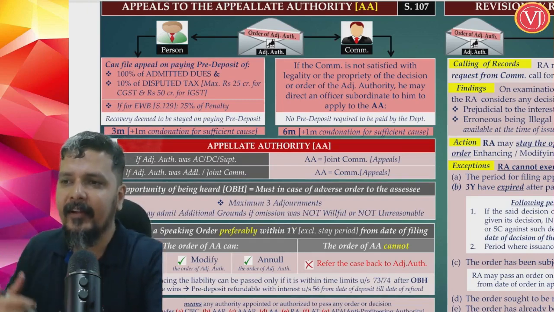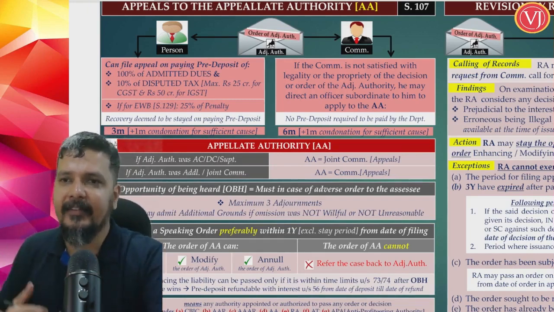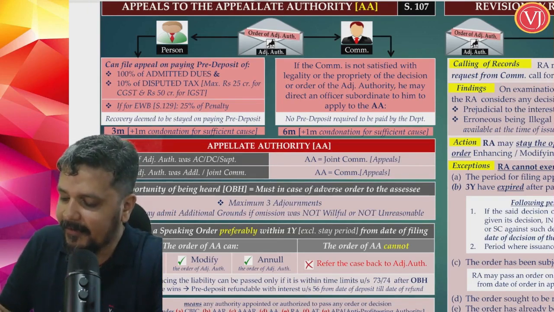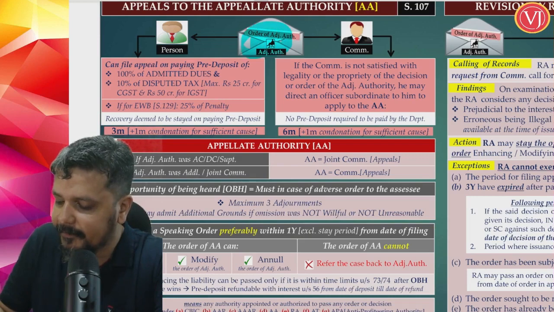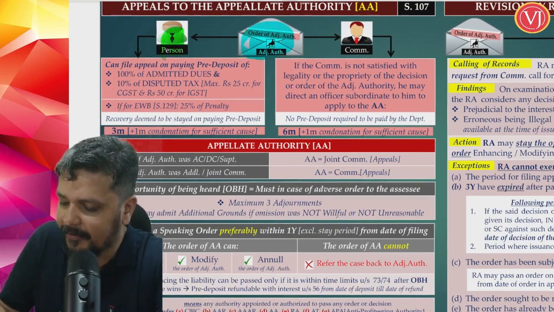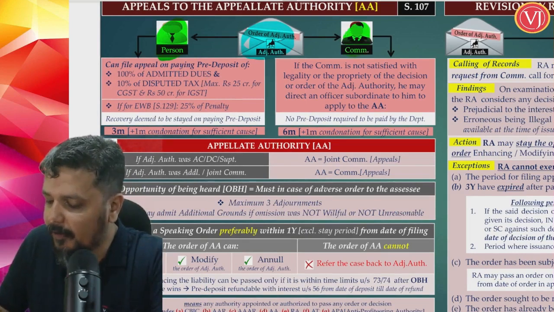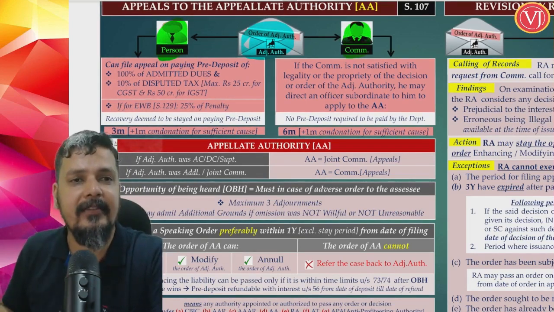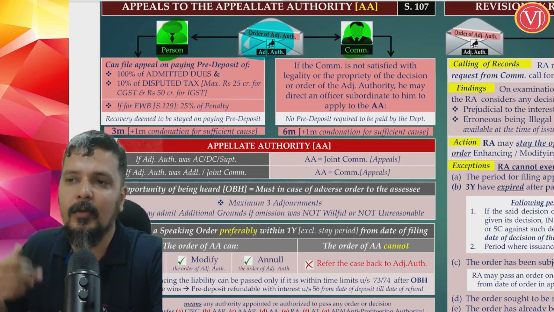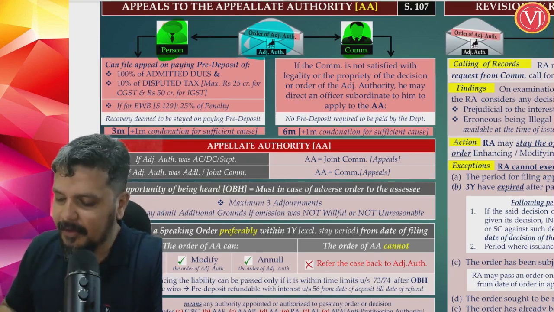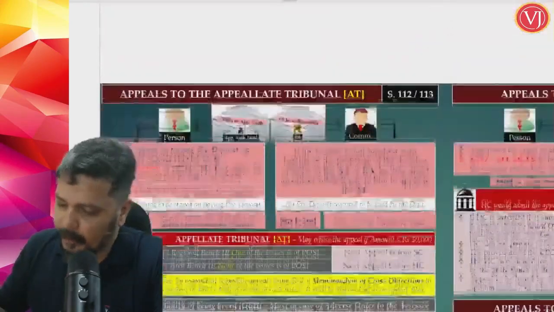First appeals versus second appeals. We will have a comparison simultaneously. In first appeals, there is an order of adjudicating authority. If it is not in favor of the assessee, they will go for appeals. If it is not in favor of the department, the commissioner will ask the lower officer to file an appeal against its own order.